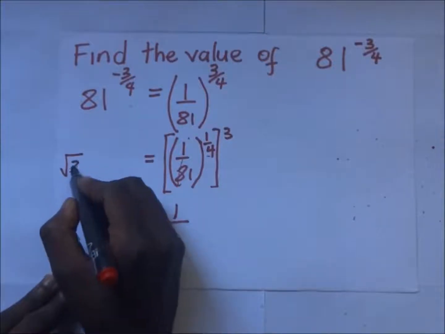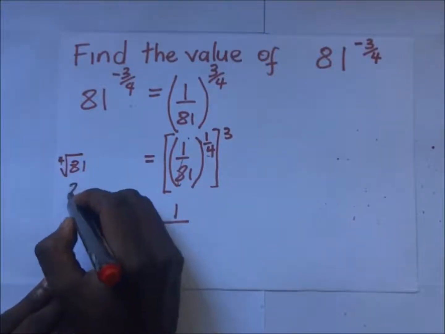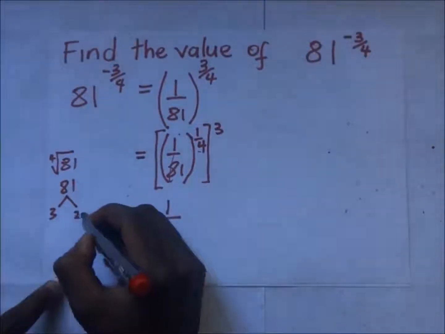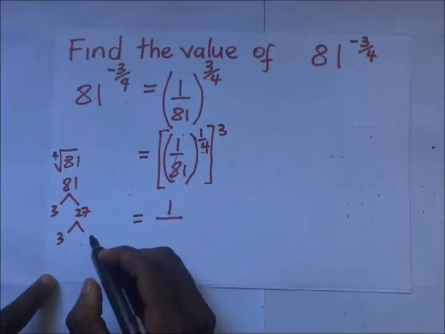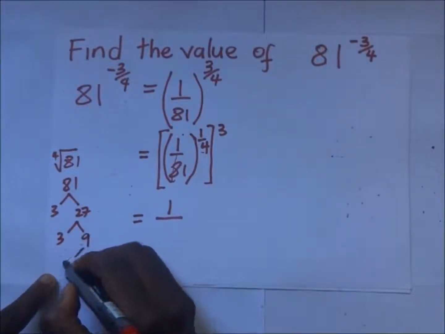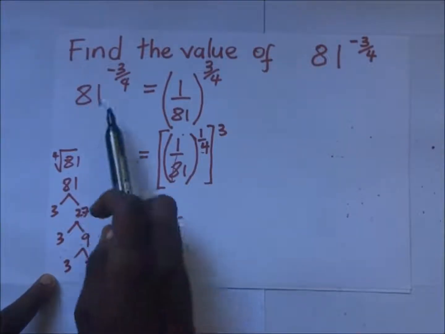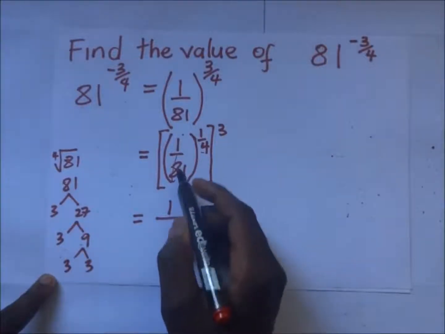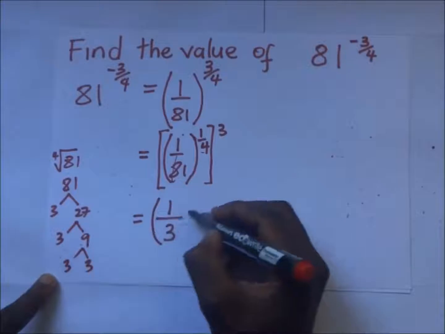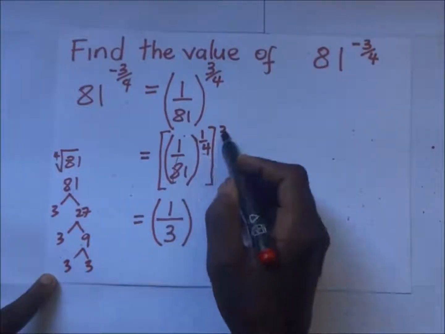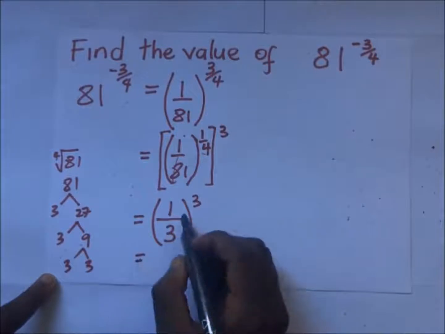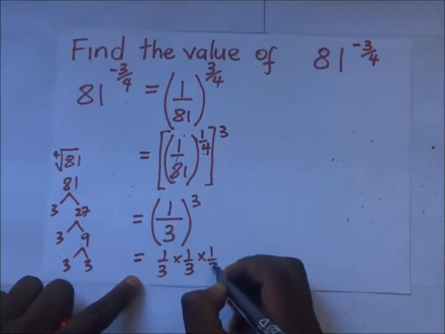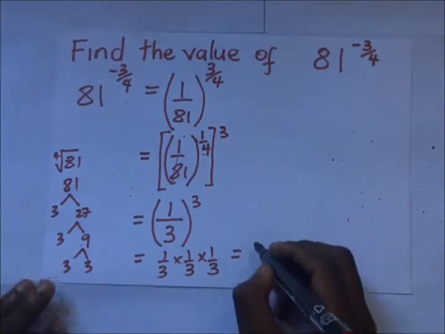Let's do some side work here. The fourth root of 81: if you look at 81 divided by 3, you get 27. By 3, it is 9. By 3, it is 3. And since we are looking for the fourth root, you group all these in groups of 4s. You choose one, so definitely the fourth root of 81 here is 3. So it's going to remain a third, to the power 3. And this is a third times a third times a third, giving us 1 over 27.